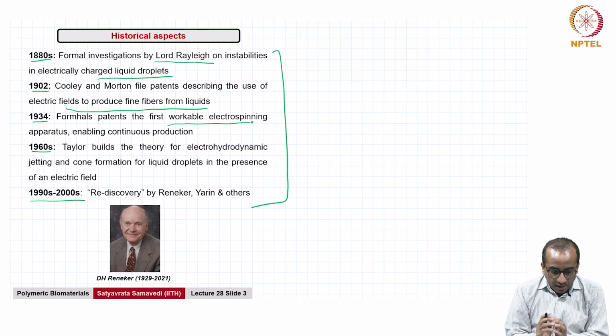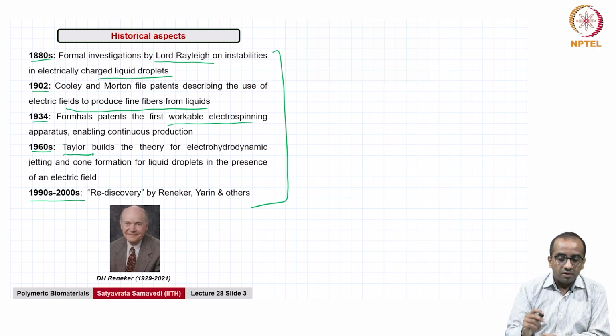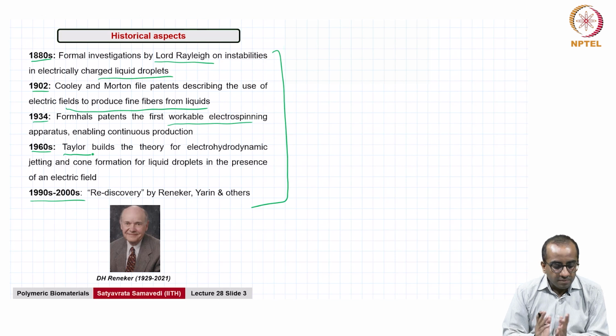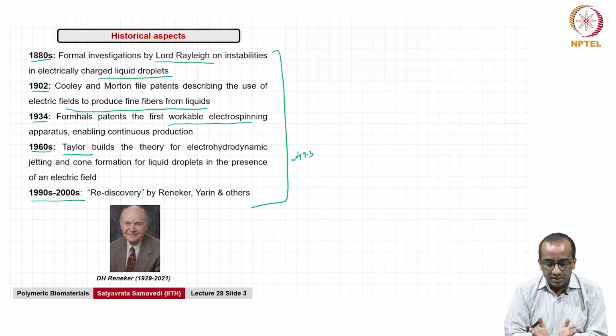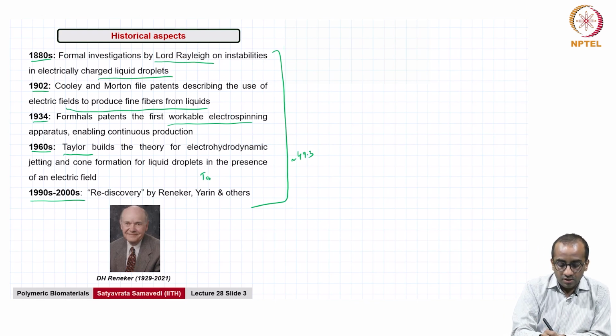But it wasn't until 1934 that Formhals patented the first working electrospinning apparatus, which enabled continuous production of fibers. And then in the 60s, G.I. Taylor built the theory for electrohydrodynamic jetting and cone formation for liquid droplets in the presence of an electric field. The cone that we see in electrospinning, as described by Taylor, has a semi-vertical angle of 49.3 degrees, and is named after him and is popularly called the Taylor cone.